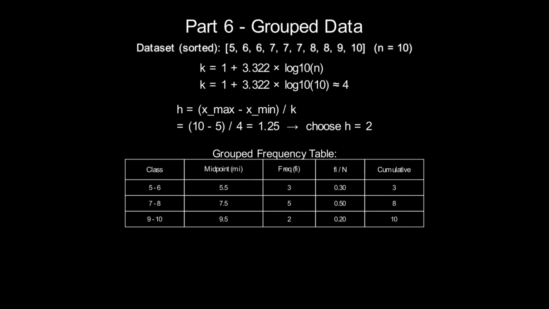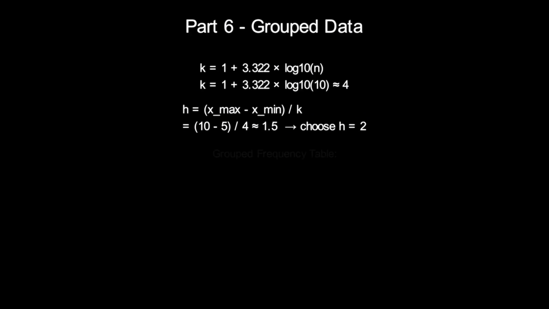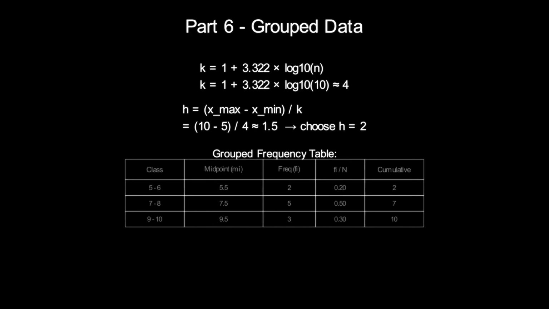To find the mean for grouped data, we use the formula x bar equals the sum of frequency times midpoint, divided by n. That's 5.5 times 3, plus 7.5 times 5, plus 9.5 times 2. This gives us 16.5 plus 37.5 plus 19, which equals 73. Divided by 10 gives us a mean of 7.3. Notice this exactly matches our original mean from the raw data. In this case, grouping with these classes preserved the mean perfectly.